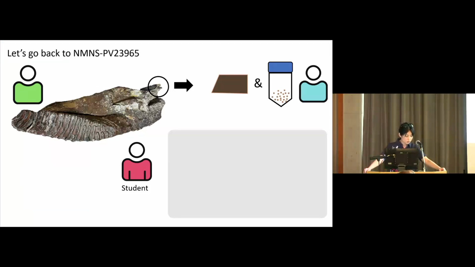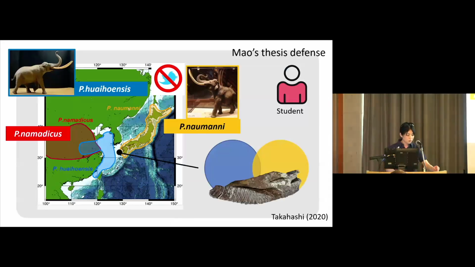So let's go back to the paleontology and the Paleoloxodon specimens at 23905-965. The species status was not known when I got the request from the ancient DNA group. But I know the location of this fossil is quite unique.